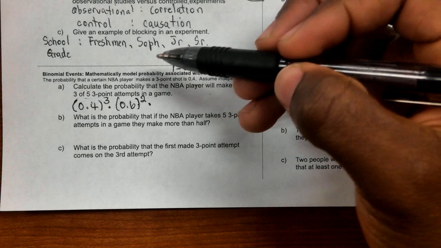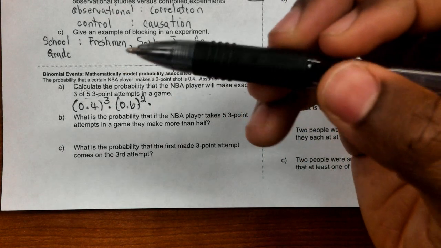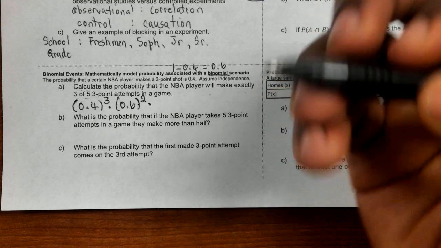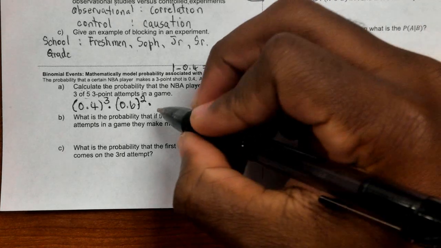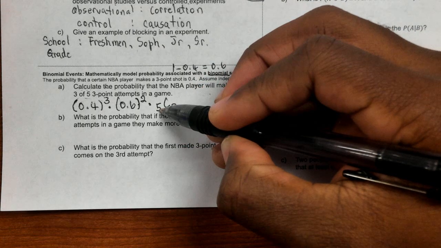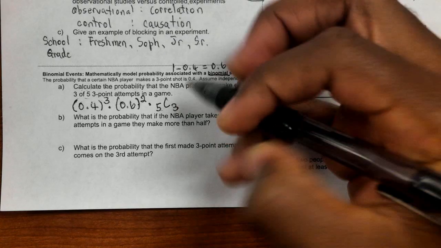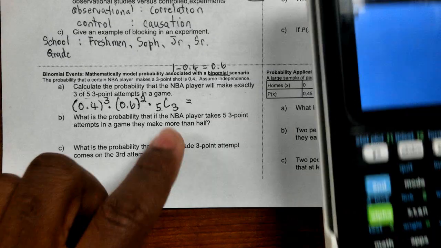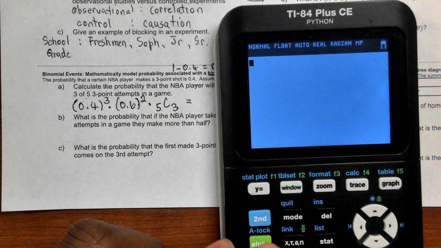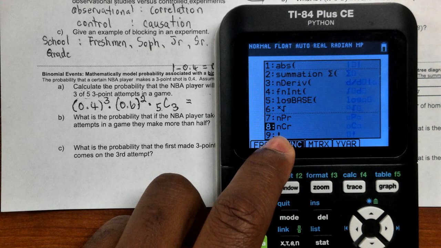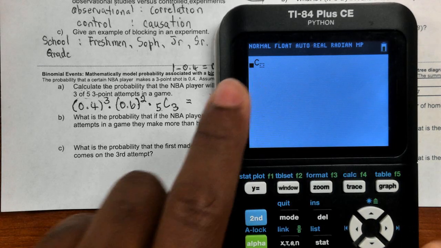For example, we can make the first shot, then make the second, third, and fourth, and miss the last one. Or we can miss the first 2. There are many ways that you can represent this. To represent the number of ways, you can use a choose function. You can do 5 choose 3, because we have 5 attempts and we're trying to get 3 of them. We can compute this directly in your calculator. To get your choose, you press alpha, you press the Y, go to the right, and then go to nCr. N represents the number of trials.